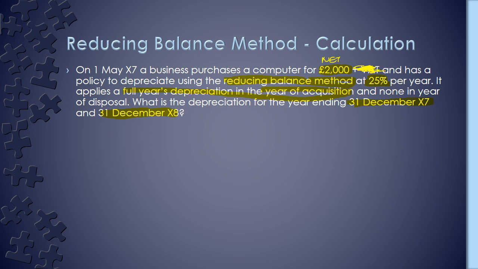So in our first year, it tells us it applies a full year's depreciation in the year of acquisition. So remember, that's our purchase year, and none in the year of disposal. So what is the depreciation for the year ending 17? You can see that we bought it in that same year. So let's put year 1. Because it's the first year, we're going to be basing it on cost. So our cost of our asset was £2,000.